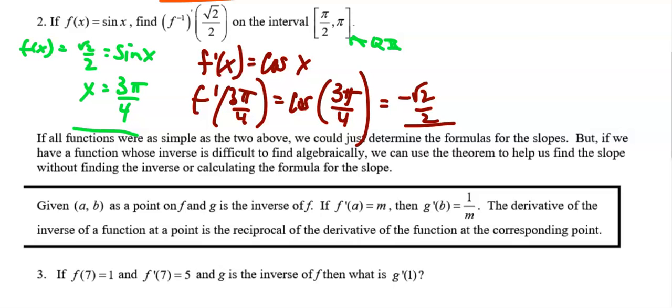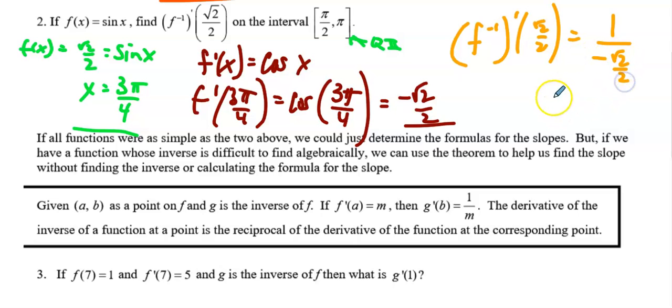Then our third step is the easiest step. Our actual answer is going to be 1 over this number. So negative square root of 2 over 2 gives us negative 2 over the square root of 2. And this is going to be the answer for this problem. So it may not make a lot of sense yet about what you guys are doing, but hopefully this is the idea of what you need to do.